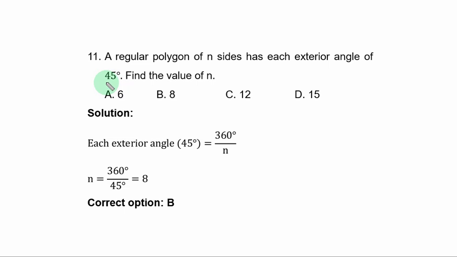In this problem, each exterior angle given as 45 degrees is equal to the sum divided by n. If you make n the subject, you have this result. Divide both sides by 45 now. After making n the subject, you have 8. So the regular polygon has 8 sides. B is the correct option.